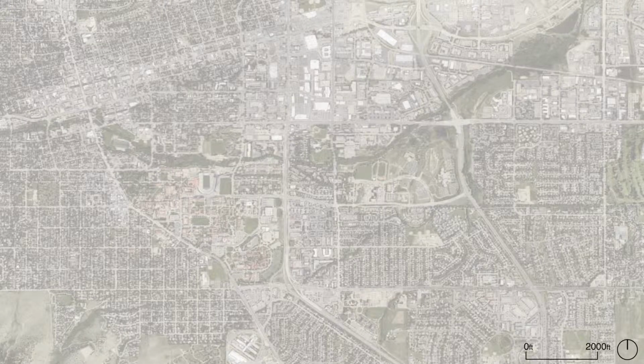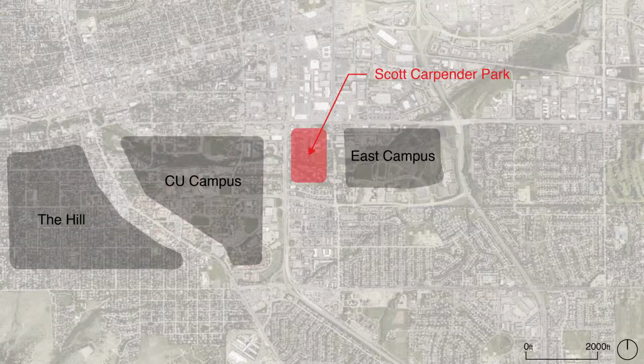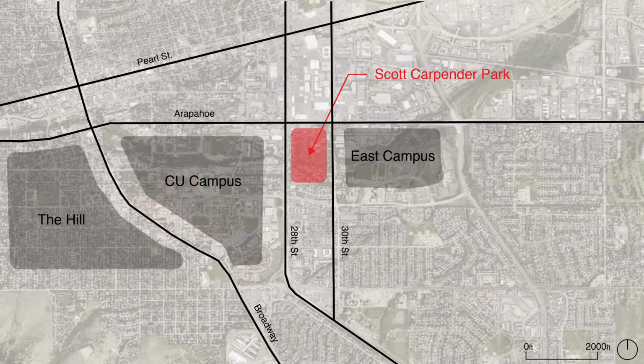Scott Carpenter Park is extremely centralized within the city of Boulder. It is walking distance from the Hill, 29th Street Mall, CU Boulder Main Campus, and East Campus. The park is located between two main thoroughfares, 28th Street and 30th Street. This centralized location gives the park enormous potential to be a destination for Boulder residents and their visitors.